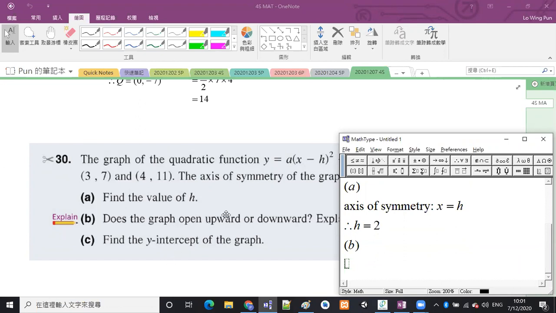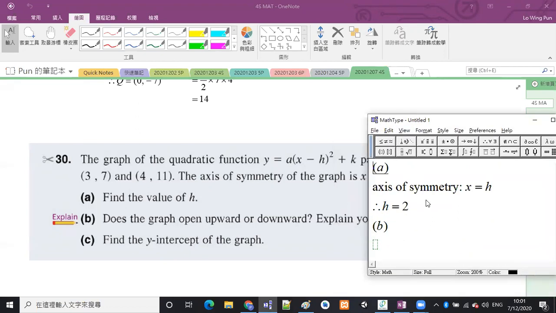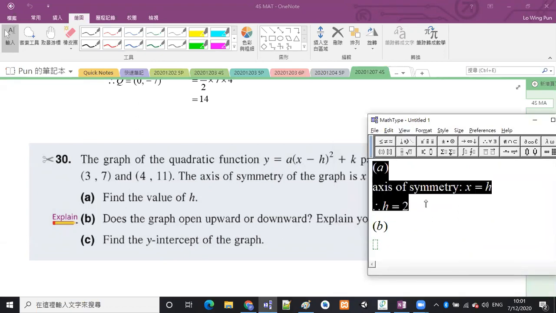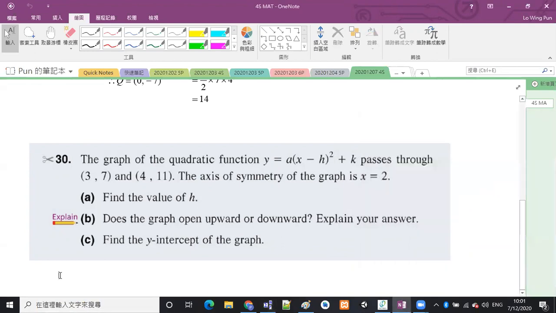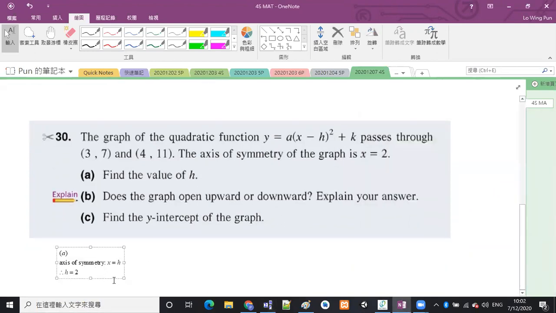And then part B. Does the graph open upwards or downward? Explain your answer. Opens upward or downward? It depends on whether A is positive or negative. Okay, so we need to find the value of A first.